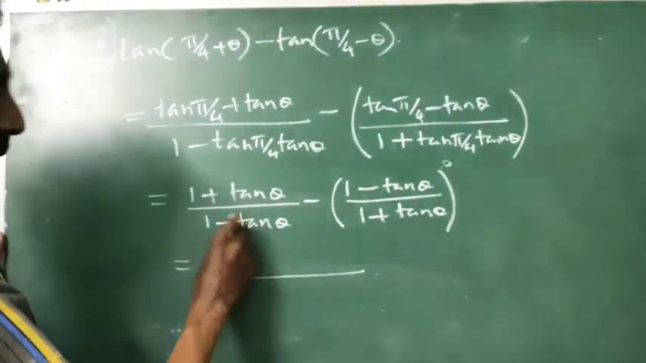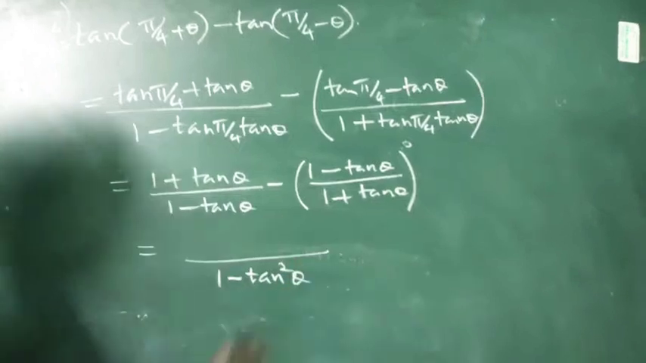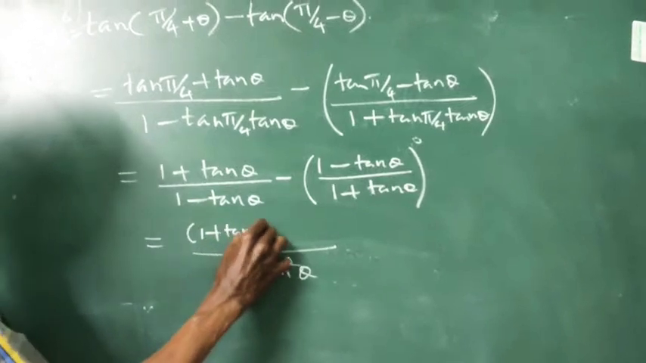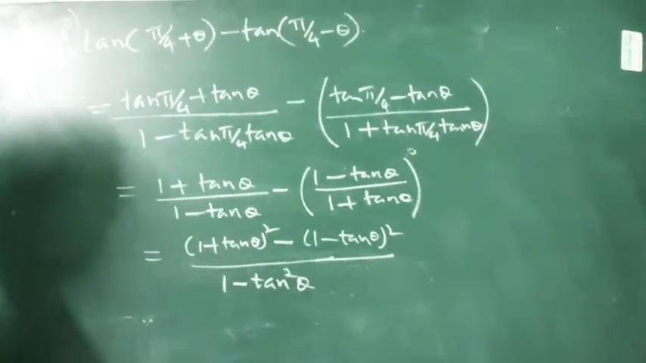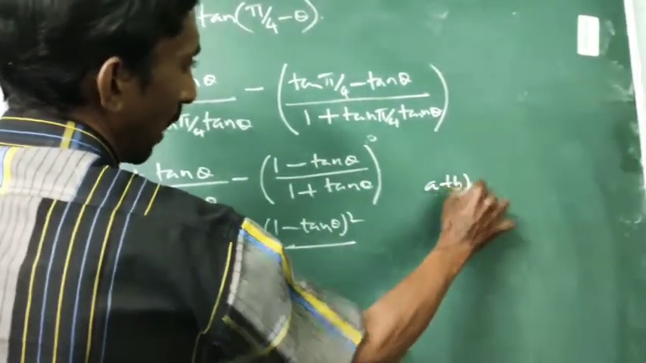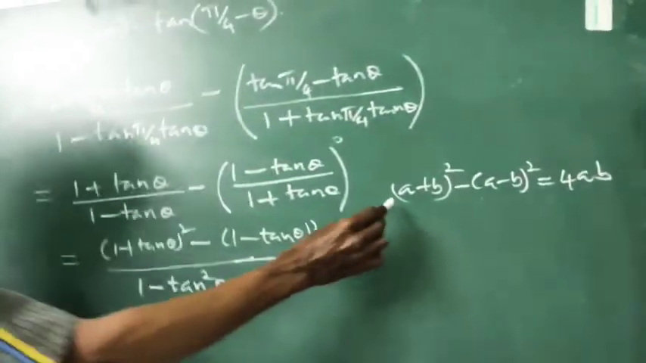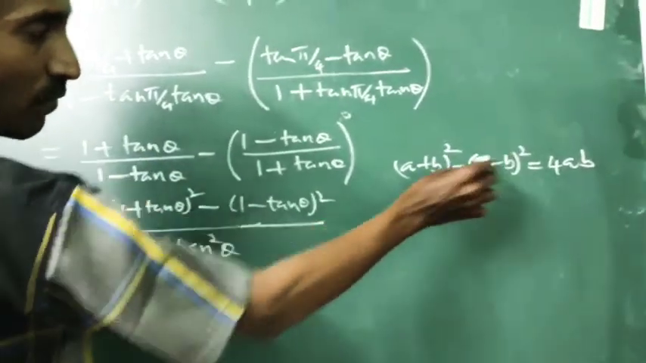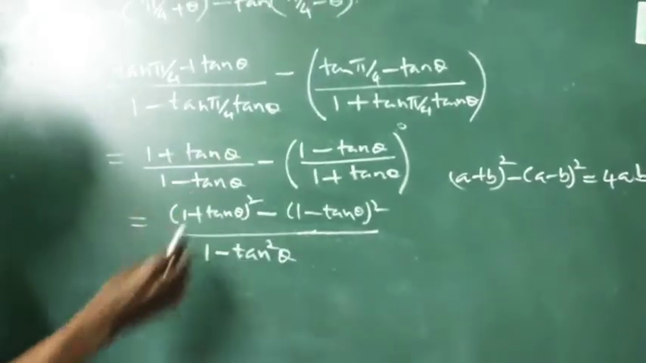Okay. So denominator (a plus b) into (a minus b), a square minus b square. So 1 minus tan square theta. Numerator: (1 plus tan theta) the whole square minus (1 minus tan theta) the whole square. Just taking LCM. Okay. So don't expand and simplify. We know that (a plus b) the whole square minus (a minus b) the whole square is 4ab. A square plus b square plus 2ab, and a square plus b square minus 2ab. If you subtract, we are getting 4ab. So use the formula here.